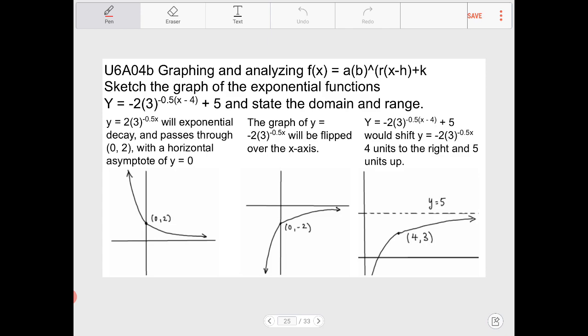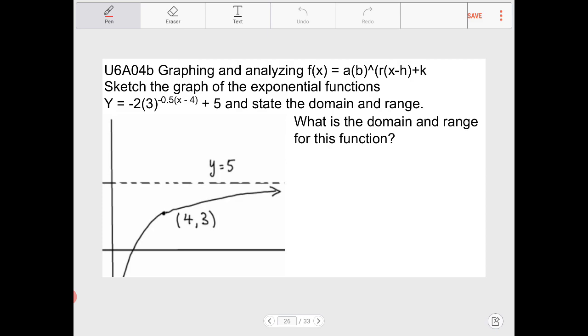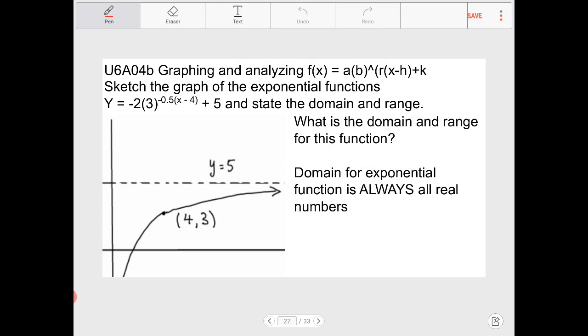So what is the domain and range, you may be wondering? Well, the domain is still all real numbers. And as a matter of fact, it is always all real numbers because we can substitute any value of x inside of an exponential function and it will always be defined. What is the range? Well, in this case here, it's got to be less than 5.